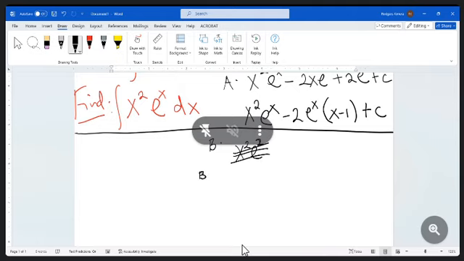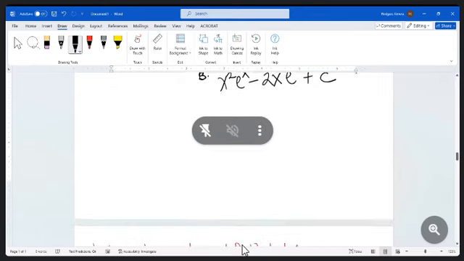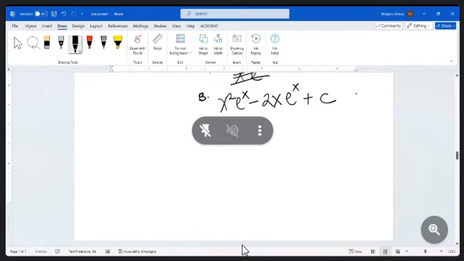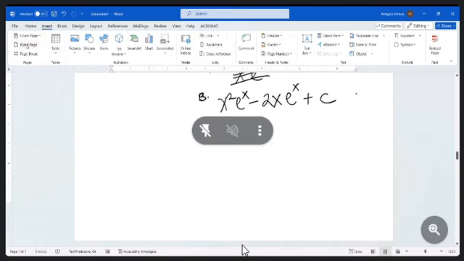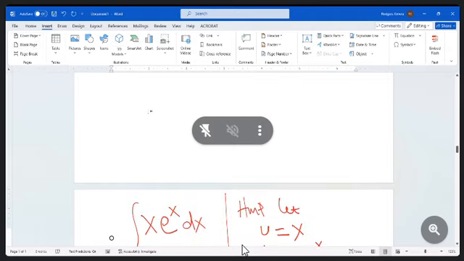I've got x squared e^x minus 2x e^x plus a constant. Okay. Let's try to go through it together and see. We have a number of answers there.